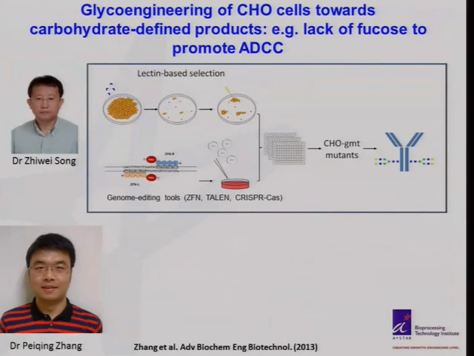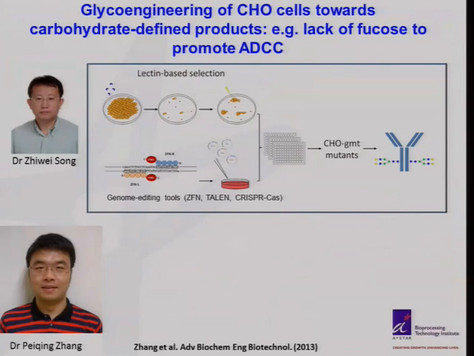So now, in order to avoid all this problem of media control, or make it simpler, people are really now using glycoengineering. And this is some work that's done by Sui Song and Pei Qing in Singapore. So they have used different techniques to make homogeneous glycosylation. So this is just to make sure that there's no fucose on the sugars so that you can promote ADCC. So here they've made a lectin-based selection, but more powerfully really now, we can use gene editing tools like zinc finger, like TALEN, and now CRISPR.